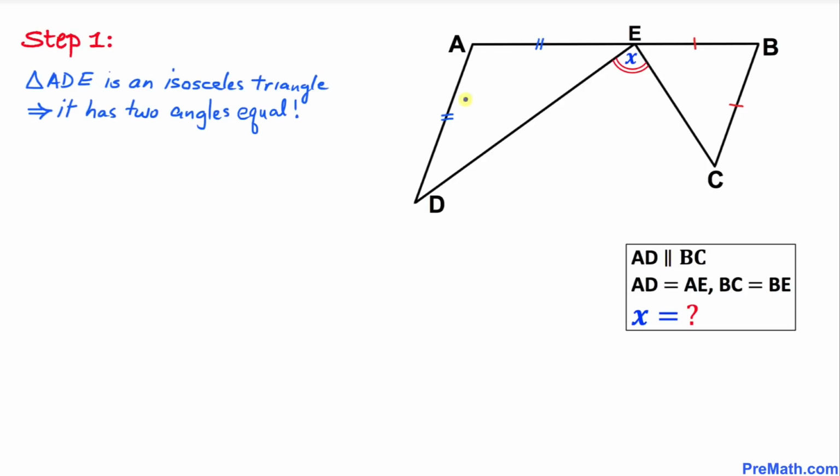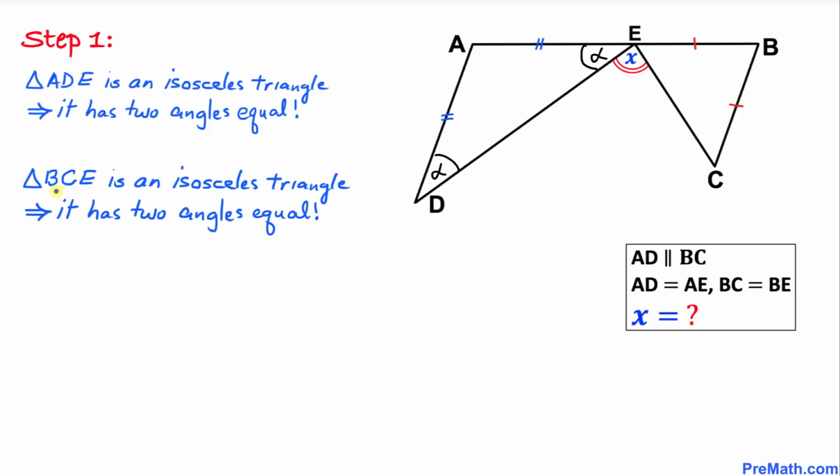Let's focus on this triangle ADE. Over here, as we can see, both of these sides of this triangle are the same, so this is an isosceles triangle. That means these two angles, this angle and this angle, are going to be equal as well. So let me call this angle alpha, then this angle is going to be alpha as well.